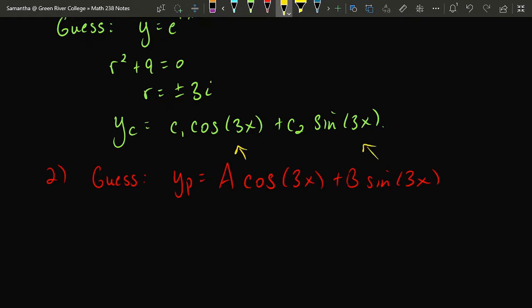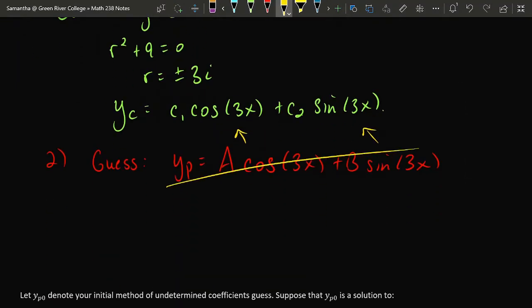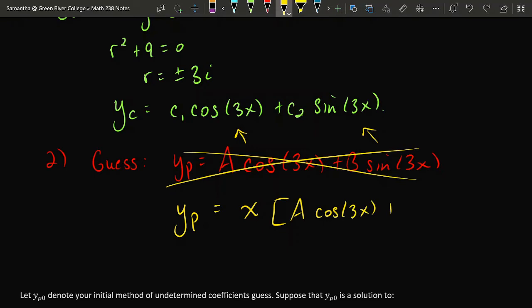So we already know if we plug this guess into our ODE, then it will be equal to 0, not 7 cosine 3x. So what we would have to do is modify this guess. We would have to do a new guess where we take the old guess and multiply it by an extra copy of x.